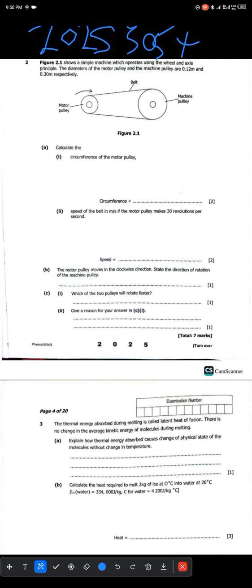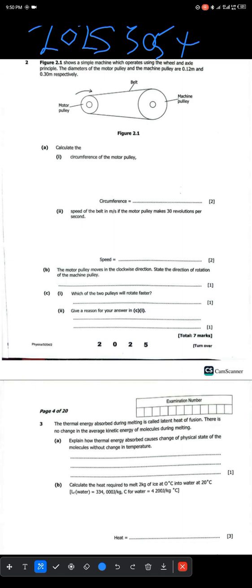First of all, we have to revise simple machines. We can say a simple machine is a device which makes work easier, and in other terms, a simple machine can be defined as a device which is used to overcome a load force by applying a small effort force.